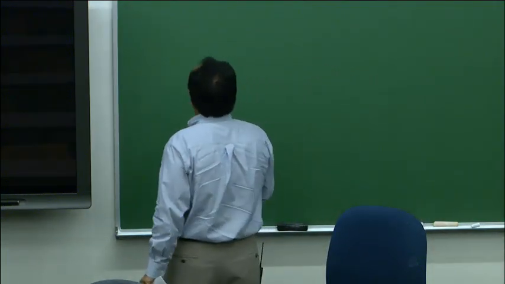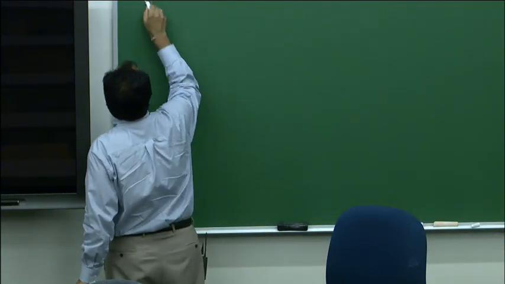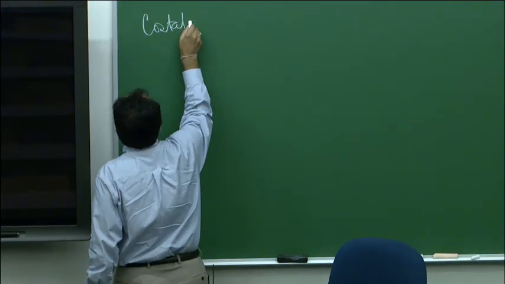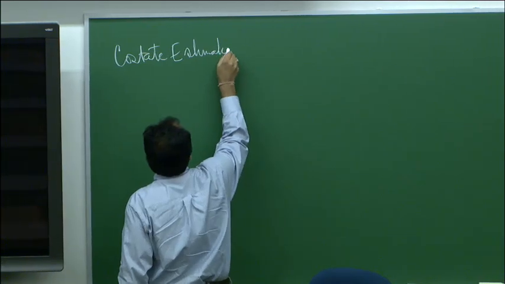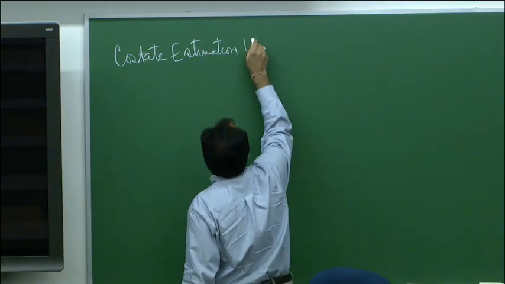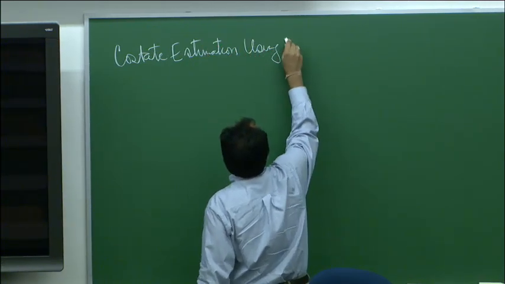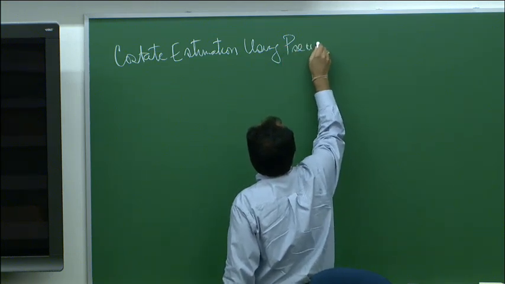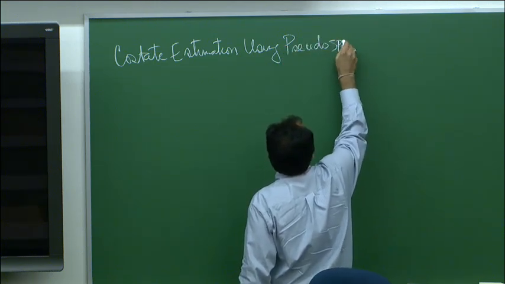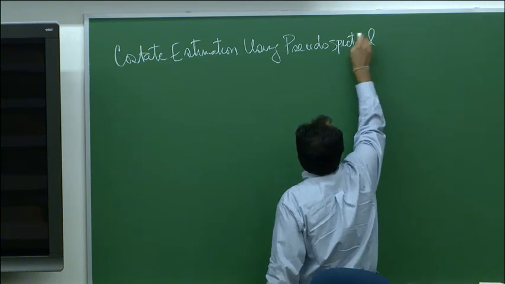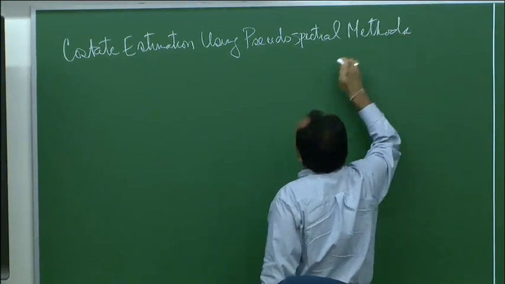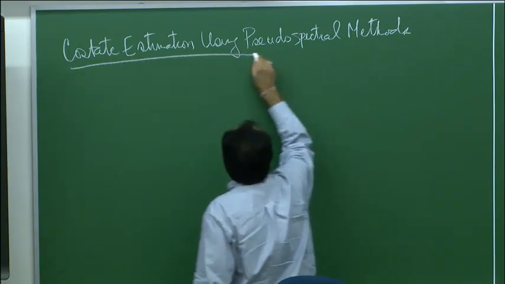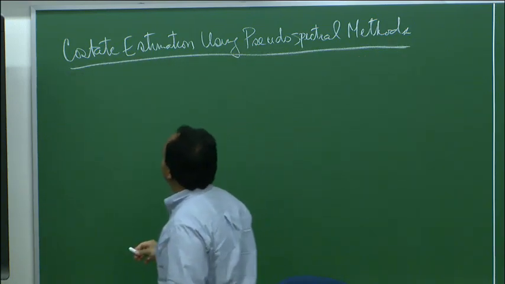All right, so today we're going to start talking about co-state estimation using pseudospectral methods. So in order to do this, we're going to go back to the simplified form of the optimal control problem.